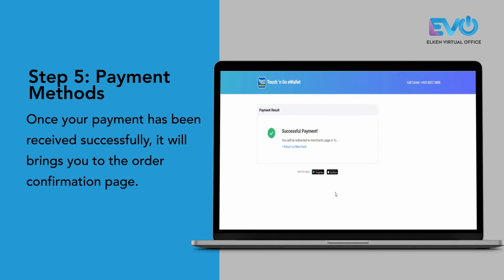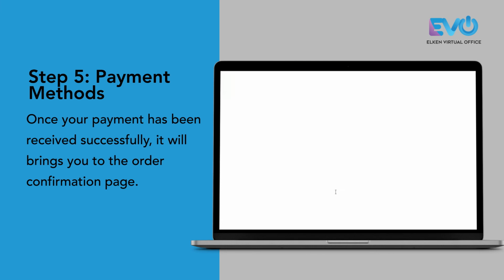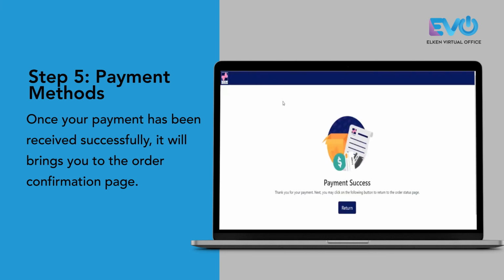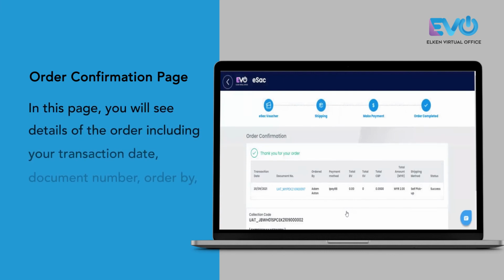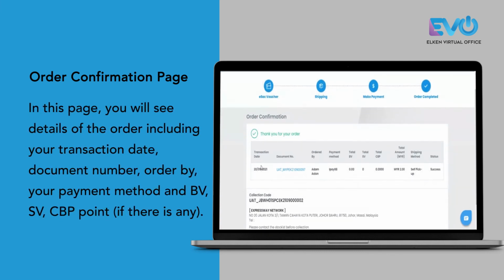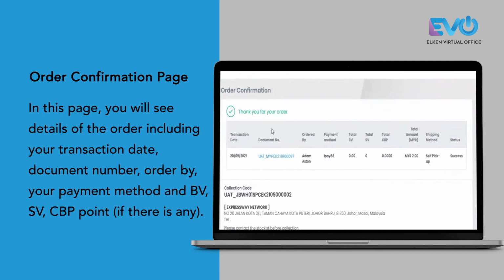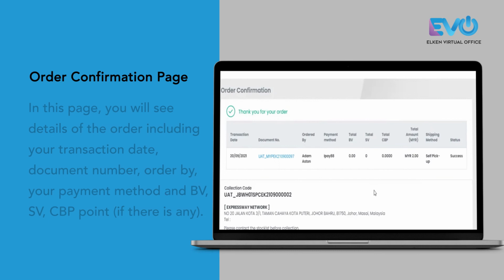Once the payment is successful, you will be redirected back to our merchant page, which is EVO, and it tells you the payment is successful. By clicking on return, it brings you to the order confirmation page, which shows you your transaction date, document number, order by, your payment method, as well as if there is any BV, SV, CDP point, it will be displayed on the order confirmation page.